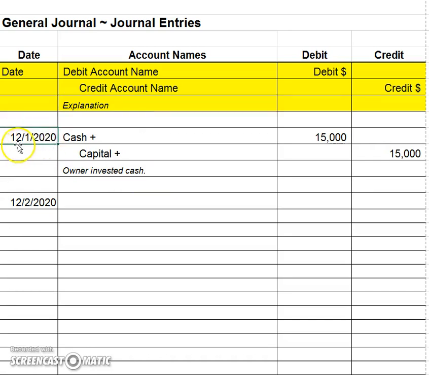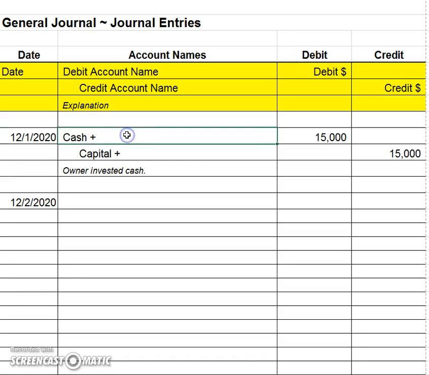Let's say on December 1st of 2020, the owner invested $15,000 cash in the business. We would go to our analyzing transactions sheet first, and we would say, did the business just acquire an asset? Yes, the business just acquired cash. Then we would go to the debit credit rules and say, okay, cash is an asset. Assets are debit balance accounts, and they increase with a debit.